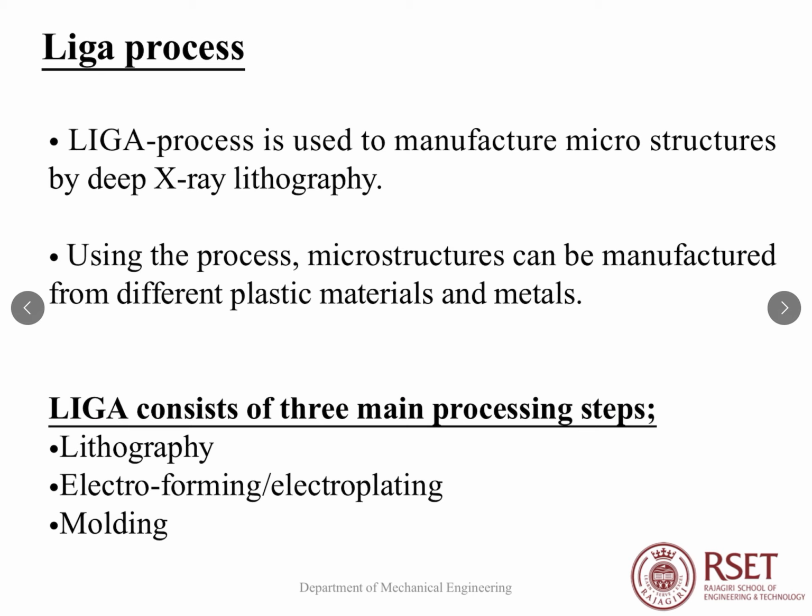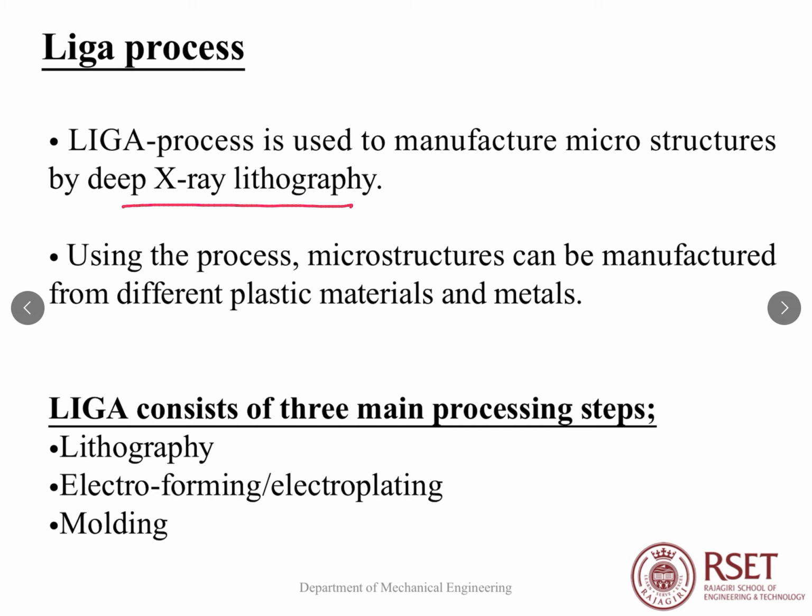The next process is the LIGA process. The LIGA process is used to manufacture microstructures by deep X-ray lithography. By using X-ray lithography, we are producing components. That process is called the LIGA process. We use X-rays here; previously we were using a laser beam. Using this process, microstructures can be manufactured from different plastic materials and metals.